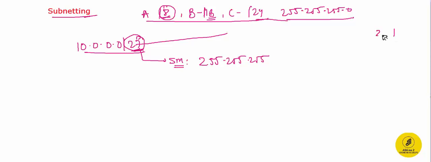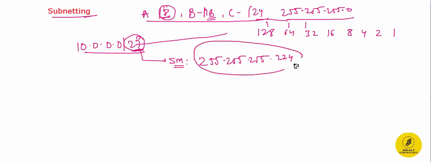So let's write that formula again: 1, 2, 4, 8, 16, 32, 64, 128. So 24 bits are already high. We need to set 3 more bits high. So we'll set 3 bits high from the left-hand side: 1, 2, and 3. And everything else remains 0. If you add these three numbers, 128 plus 64 is 192, plus 32 is 224. That is the subnet mask for /27.